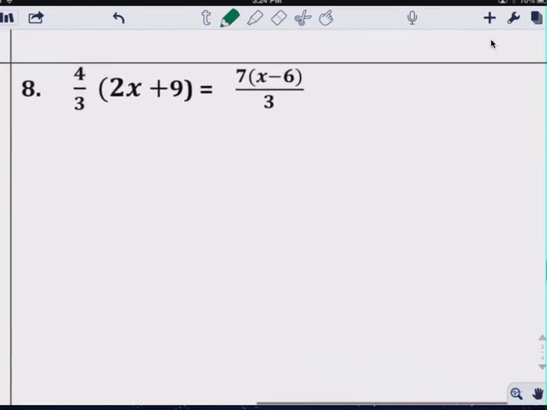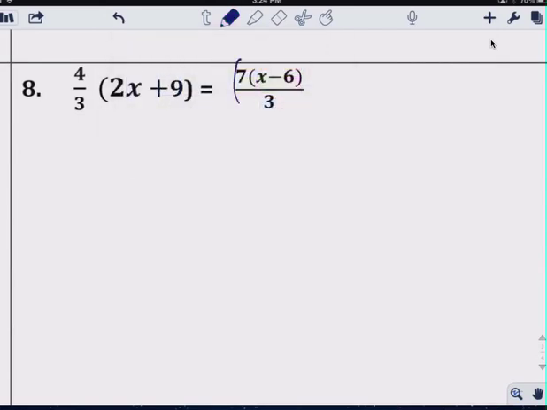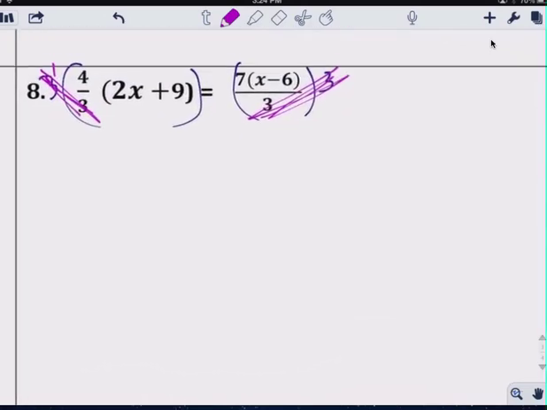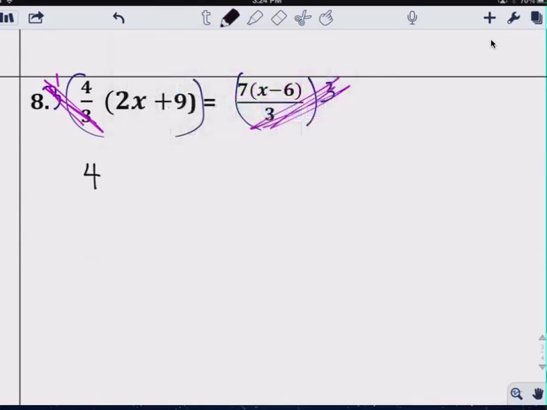Okay, the last one, what is the least common denominator? 3. This one is easy, huh? 3, 3. Because it only gives you a 1. I just see it as it being gone. Wait, what was the answer to the last question? 3 over 5. Okay, so that eliminates that. That gives you 4 still.